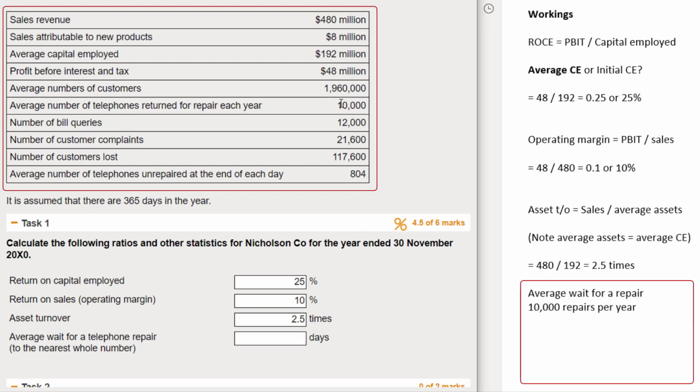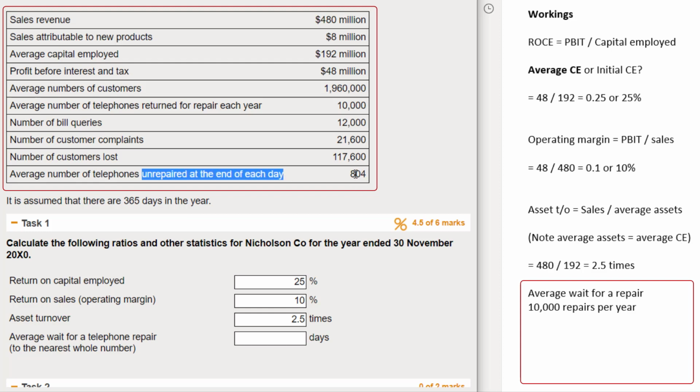And do they get dealt with immediately? Well, there's nothing about bill query, customer complaints, customers lost. That's nothing to do with it. But here, the average number of telephones unrepaired at the end of each day, that's telling me that each day I don't complete all of the repairs because there are some unrepaired at the end of each day.